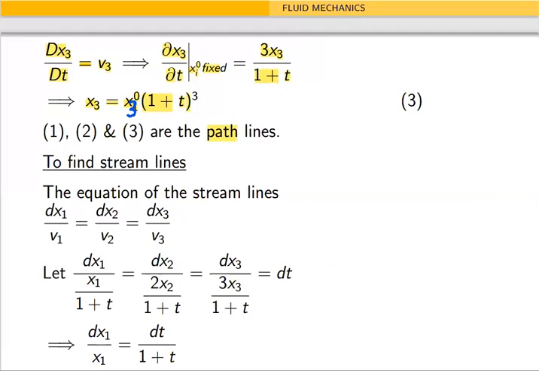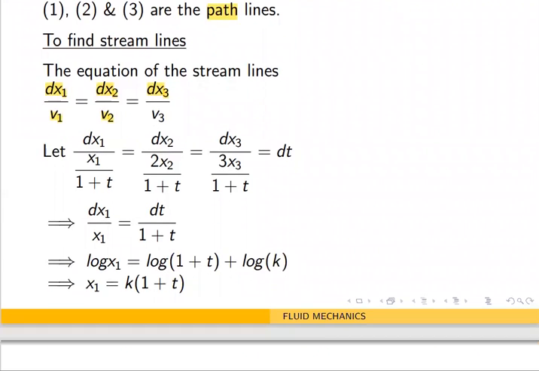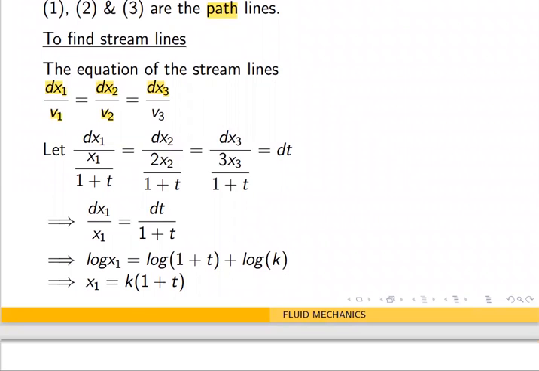Only path lines. Now we have to find the streamlines. So what is the equation of streamlines now? dx1 by v1 equal to dx2 by v2 equal to dx3 by v3. Okay, now substitute for v1, v2, v3. What is v1, v2, v3? This is v1, v2 and v3, that is given. We'll substitute that.